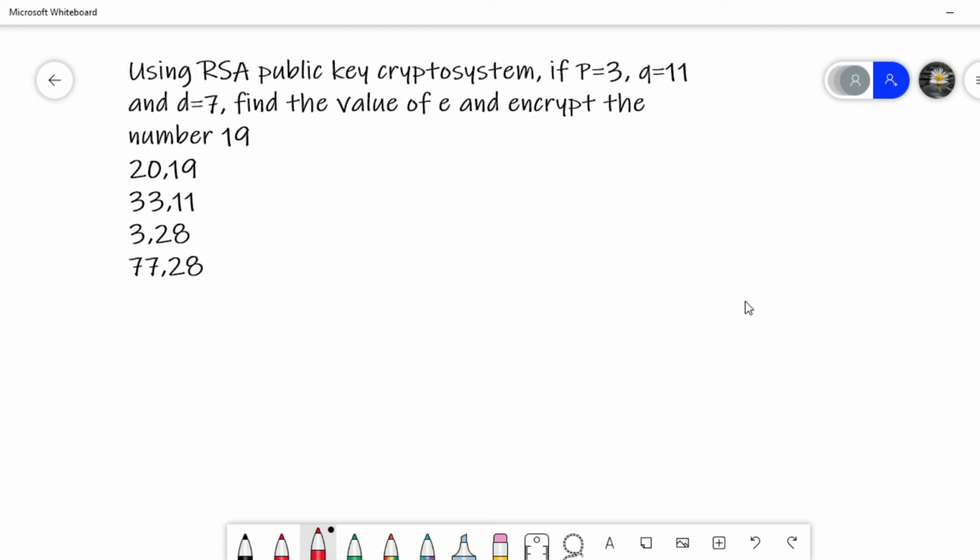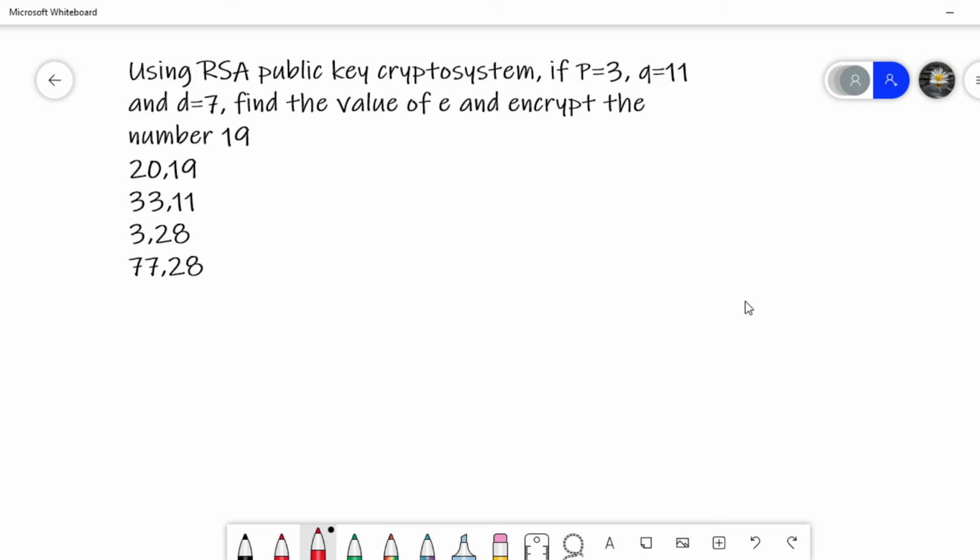Today we are going to see the questions asked in Computer Science NTA NET 2020. The question is: using RSA public key crypto system, if P equal to 3, Q equal to 11 and D equal to 7, find the value of E and encrypt the number 19. The options are 20, 19, 33, 11, 3, 28, 77, 28.